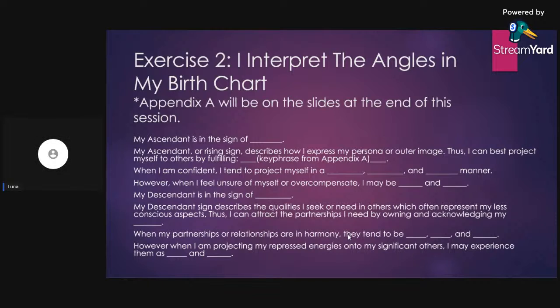So, I interpret the angles in my birth chart. Ascendant, I am. My ascendant is in the sign of Pisces. My rising sign describes how I express my persona or outer image. Thus, I can best project myself to others by fulfilling my need to commit myself to a dream or ideal and work towards realization. When I am confident, I tend to project myself in a spiritual, empathetic, and healing manner.